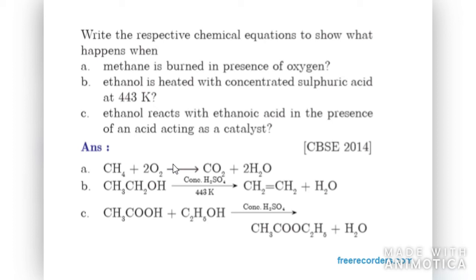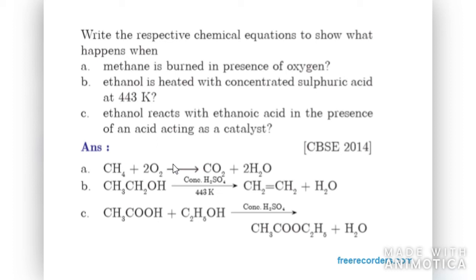In the second one, it is ethanol when heated with sulfuric acid. So concentrated H2SO4, 443 Kelvin on the arrow. Then as you know, ethanol when heated with concentrated H2SO4 forms ethene and releases water.